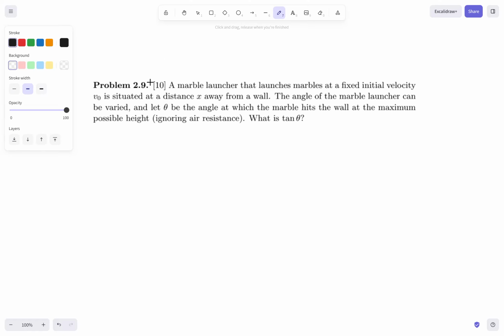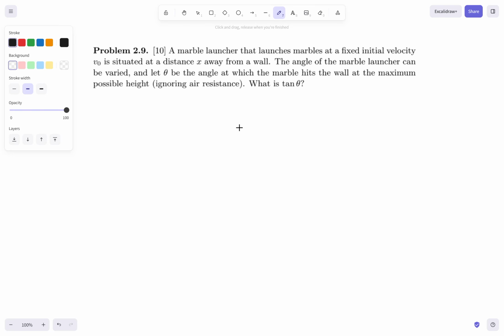I'm back, and we're gonna do this problem with a marble launcher. Yay! A marble launcher that launches marbles. It's pretty cool. At a fixed initial velocity (V0), situated at a distance x away from the wall, the angle of the marble launcher can be varied, and let theta be the angle at which the marble hits the wall at the maximum possible height.